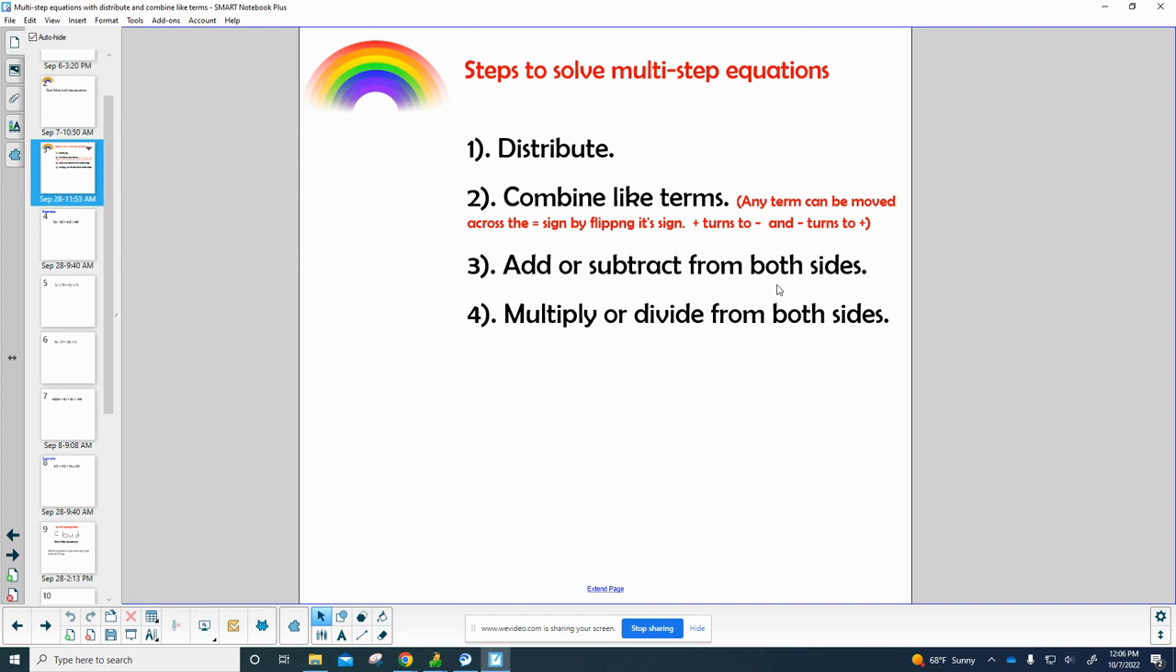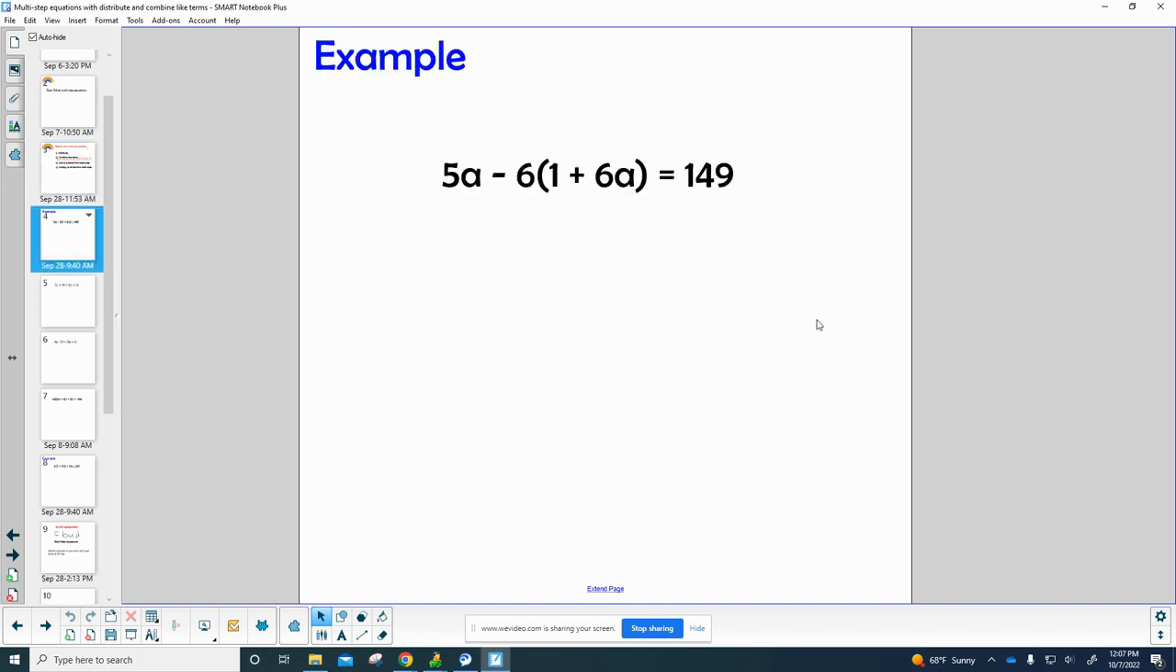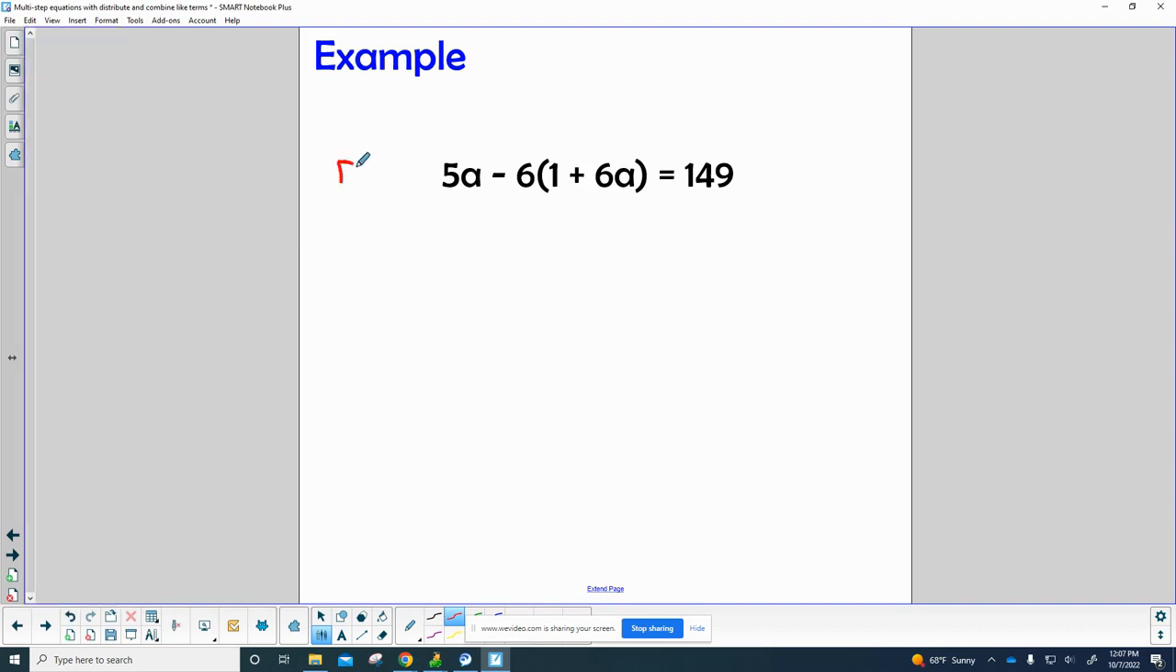And then we're going to add or subtract from both sides. The last step, in order to finish it off and to solve an equation, is usually to multiply or divide both sides by the last number in front of the variable. So let's try one. We're going to go ahead and label as we go along here. So the first thing we're going to do is distribute. And maybe I'll just abbreviate. So distribute.